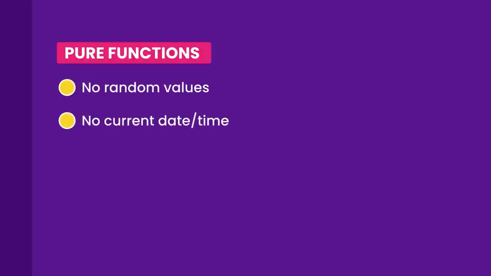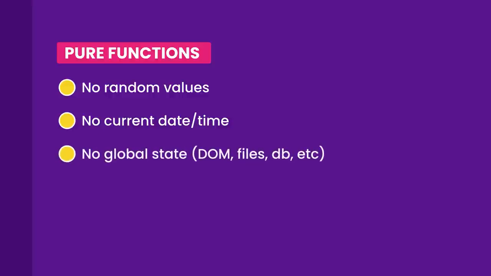So in pure functions, we cannot use random values. We cannot use the current date time because again, this will change. We cannot read or change global state like DOM elements, files, databases, and so on. Because if we rely on global state or change it, this can affect the result of our pure functions. Now you might say, but Mosh, how are we going to update our DOM elements or our database? Well, in practice, not everything has to be pure, at least when practicing functional programming with JavaScript.